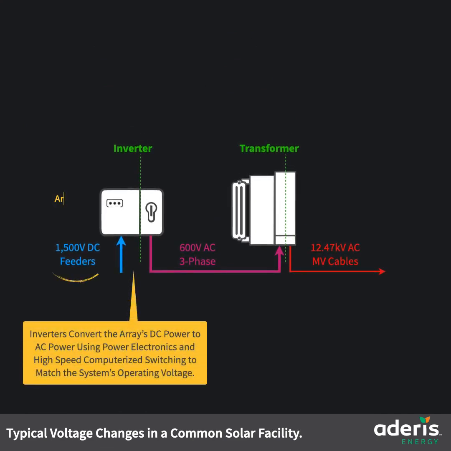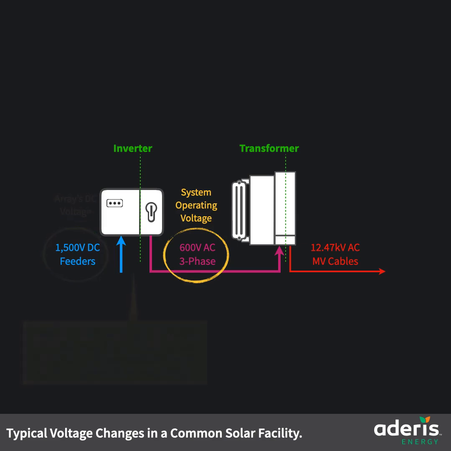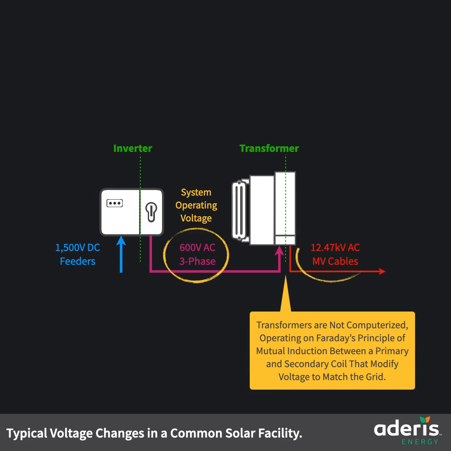Inverters convert the array's DC power to AC power using power electronics and high-speed computerized switching to match the system's operating voltage. Transformers are not computerized, operating on Faraday's principle of mutual induction between a primary and secondary coil that modify voltage to match the grid.